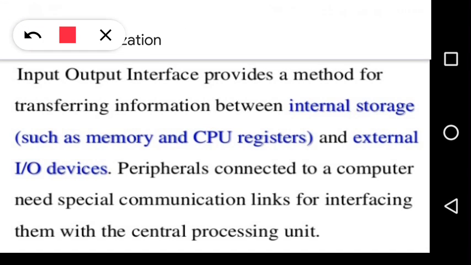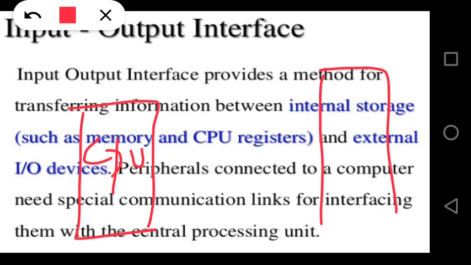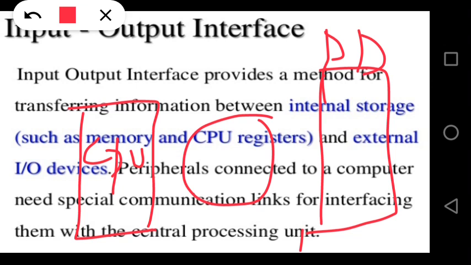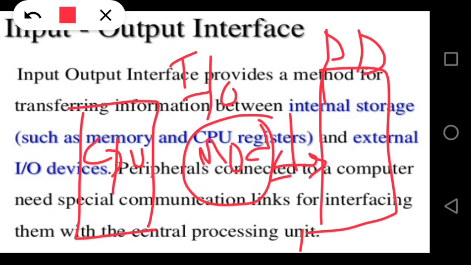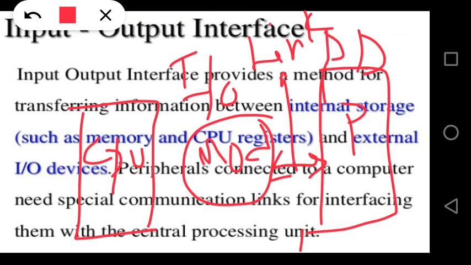Remember, if this is my CPU or computer and this is a peripheral device, then this peripheral device communicates with the CPU using a module called IO module, and this is called link. The communication between the peripheral device and IO module is referred to as a link.